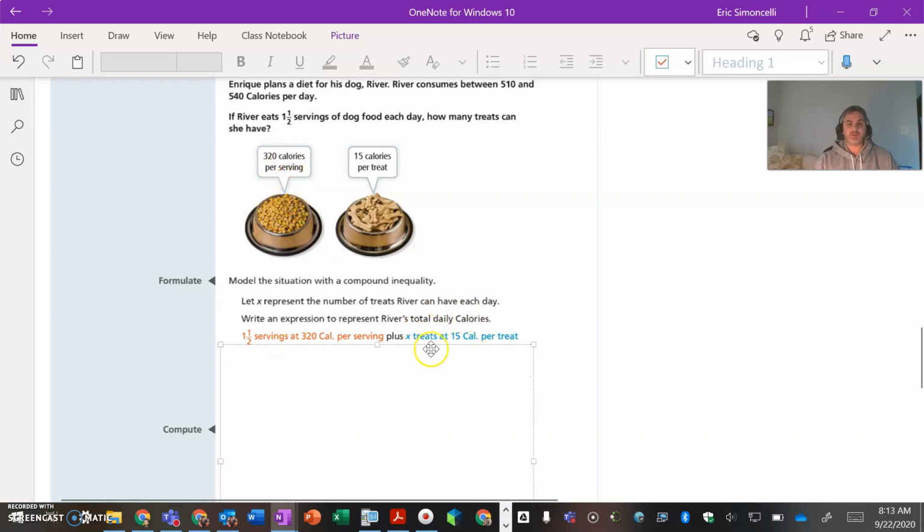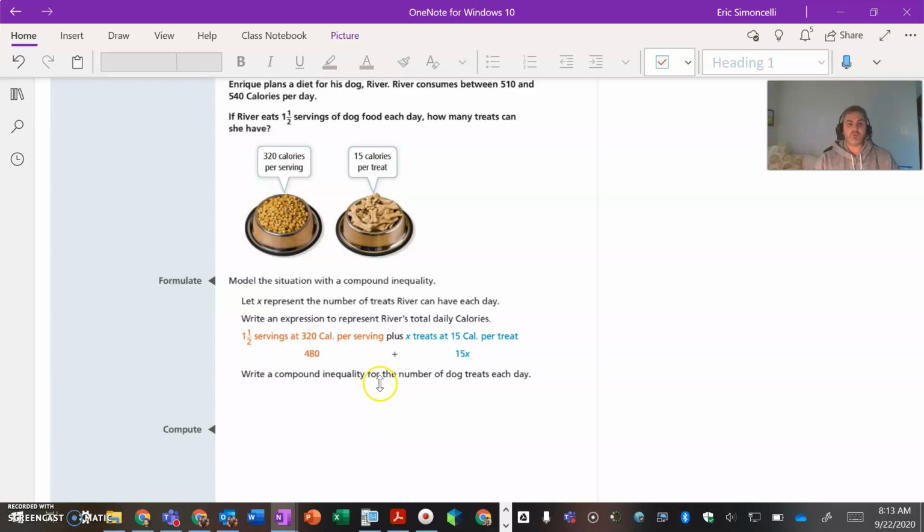For the blue, we've got x treats, because we don't know how many treats, but there are 15 calories per treat. So it'll be x times 15 calories per treat, x treats. So that in the end will end up being calories as well, because the treats are going to cancel when you multiply them. So we have 480, because that's 320 calories times 1.5, plus 15x. The 15x expression, obviously we can't do a whole lot with yet, but we will.